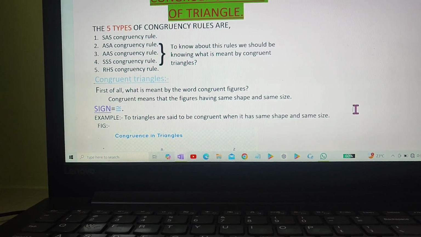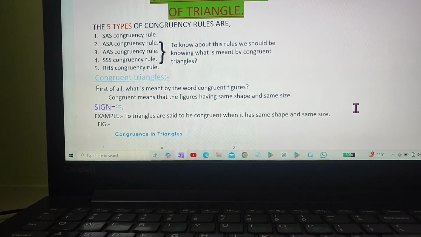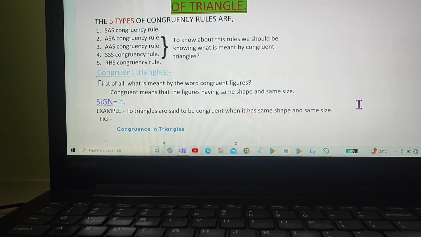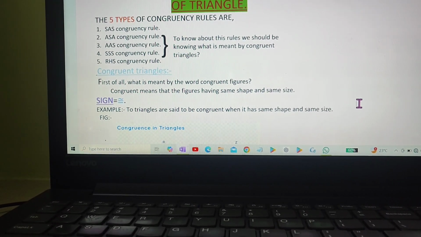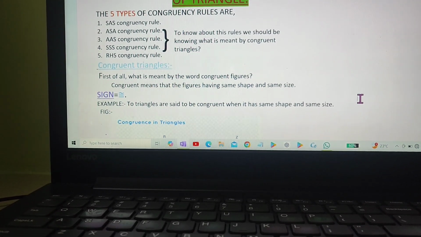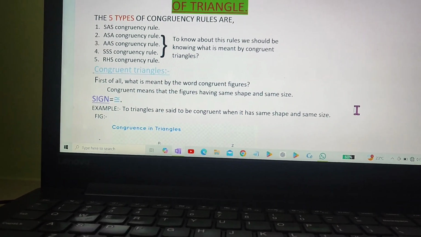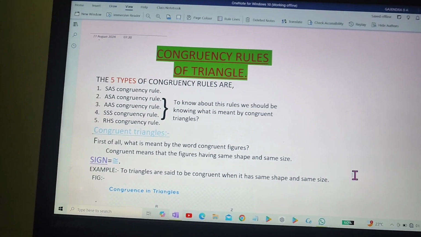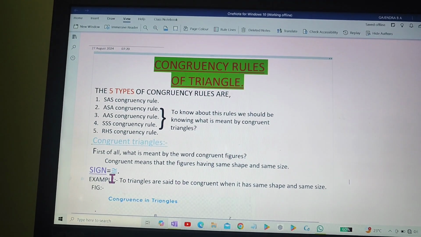what is meant by congruent triangles or congruent figures. First of all, what is meant by the word congruent? Congruent means that the figures have the same shape and same size. This is the sign, as you can see here.